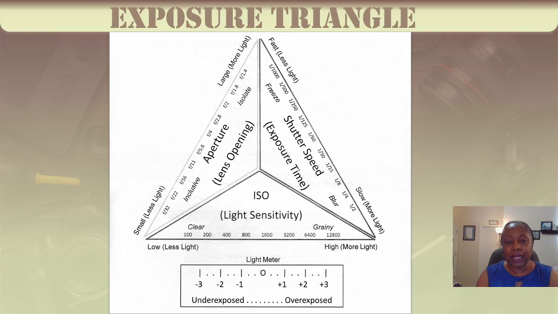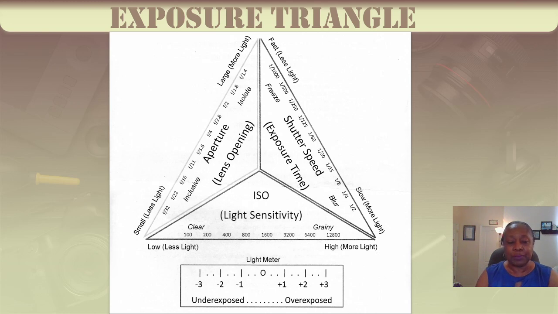So again, ISO controls your camera's sensitivity to light. The lower the ISO, less light. The higher the ISO, more light. And so depending on the setting and your subject that you're shooting, you want to keep that ISO as low as possible. When you're outside, maybe an ISO of 100. Inside, you may need to increase it to 200, 400, depending on the amount of light.